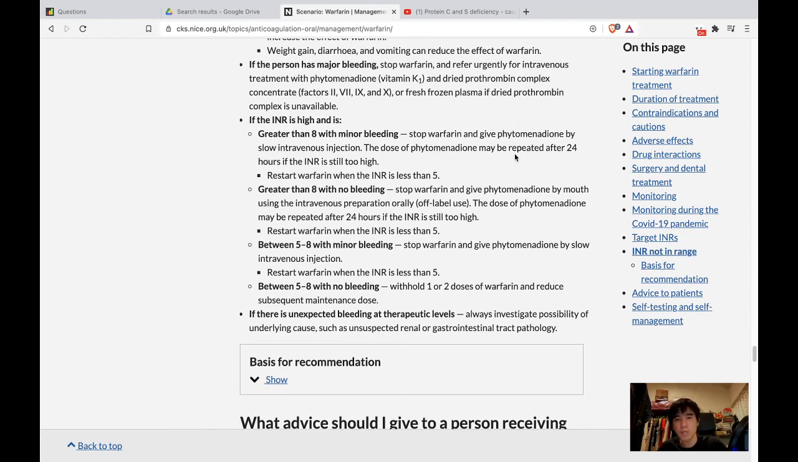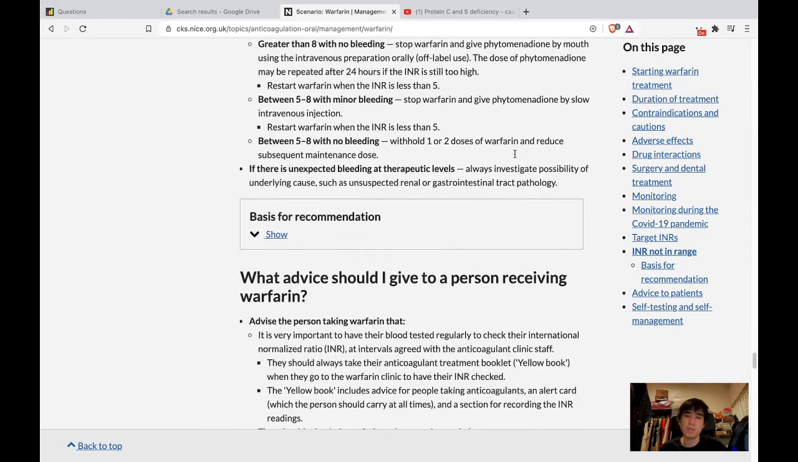Between 5 to 8 with minor bleeding, stop warfarin and give vitamin K by slow intravenous injection. Restart warfarin when INR is less than 5. Between 5 to 8 with no bleeding, withhold 1 to 2 doses of warfarin and reduce subsequent maintenance dose. If there is unexpected bleeding at therapeutic levels, always investigate possibility of underlying cause such as unsuspected renal or gastric GI tract pathology.